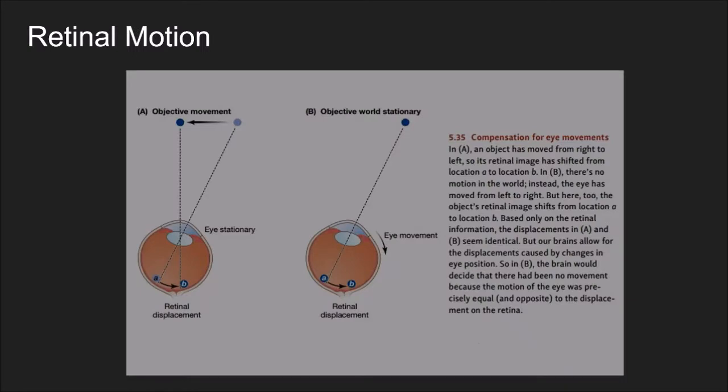Retinal motion. When an object moves, its image on the retina also moves. This motion of the retinal image is detected by spatial visual neurons, which are sensitive to change in motion and direction. In this way, we perceive movement.